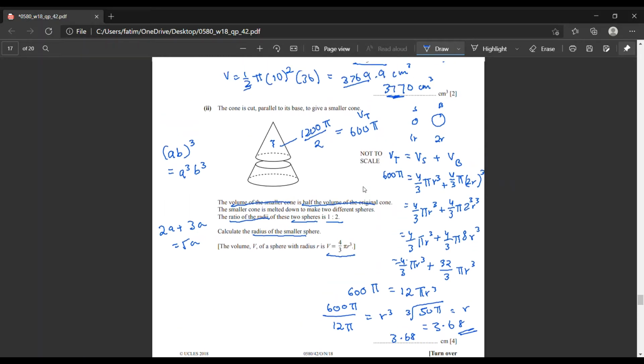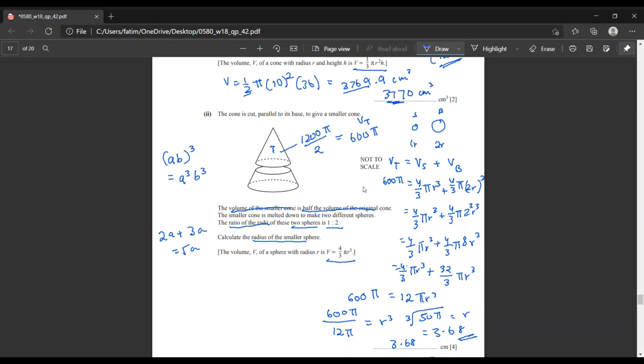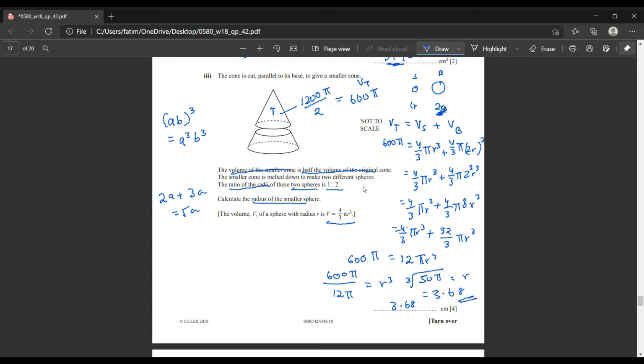Now, if you were asked, for example, to calculate the radius of the bigger sphere, because we know the radius of the bigger sphere has a value of 2r, we'd be doing 2 times 3.68. And I hope that makes sense.